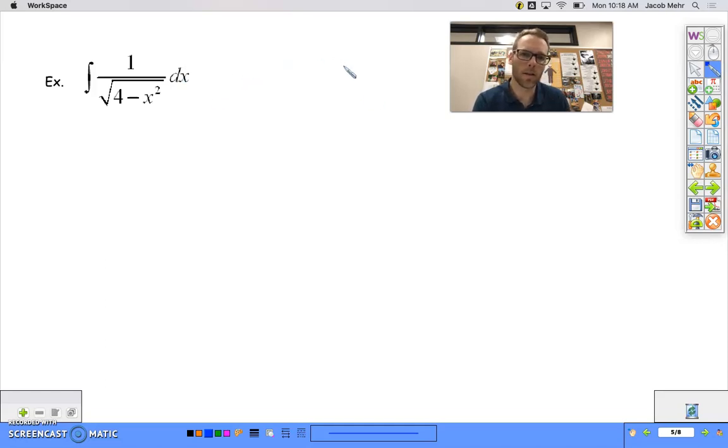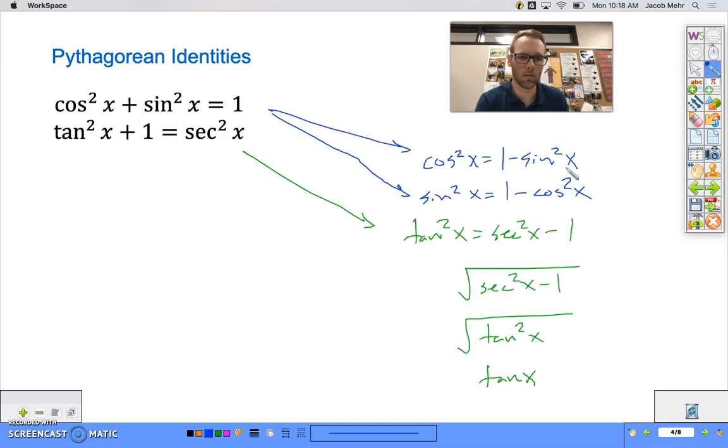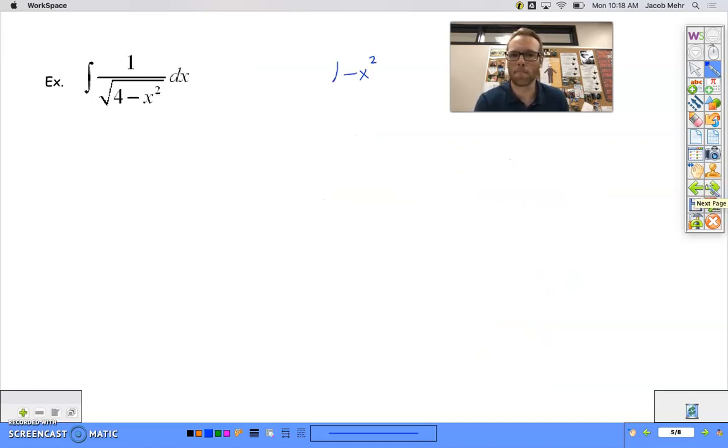Here's my thought process. If it's 1 minus x squared, it reminds me of one of these two. Maybe it's 1 minus sine squared, which is then equal to cosine squared, or 1 minus cosine squared, which is equal to sine squared. Now, we don't have a 1 there. We have a 4. So here's my thought. If it was 4 minus 4x squared, we could factor out the 4 and still get to our 1 minus x squared.